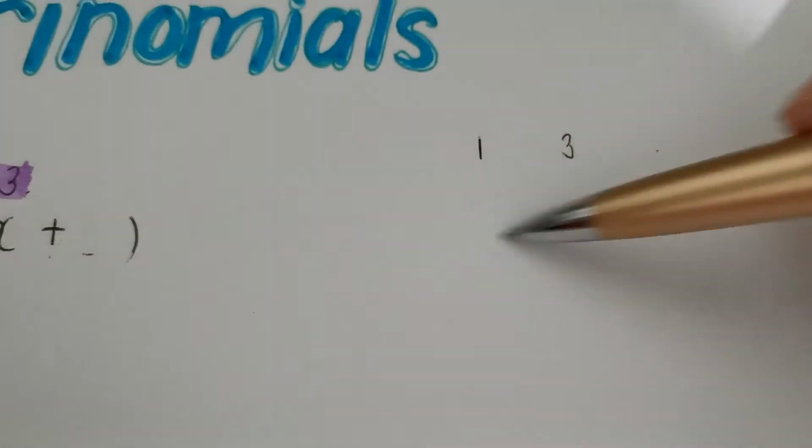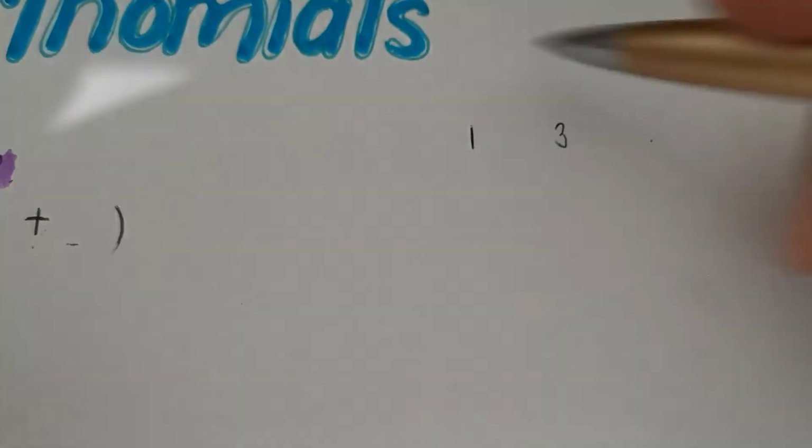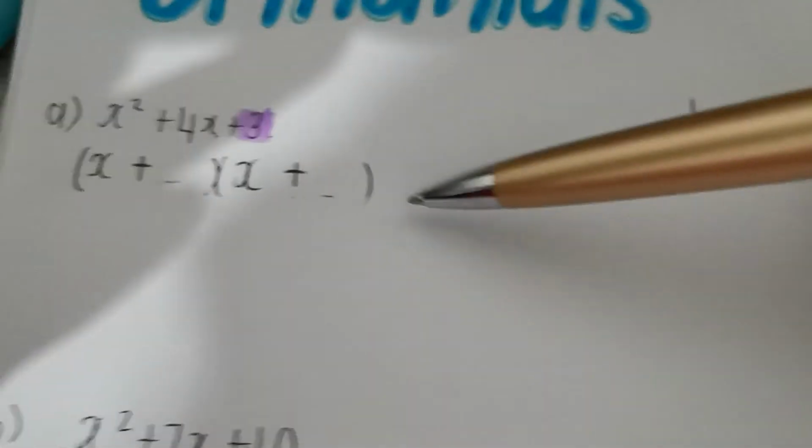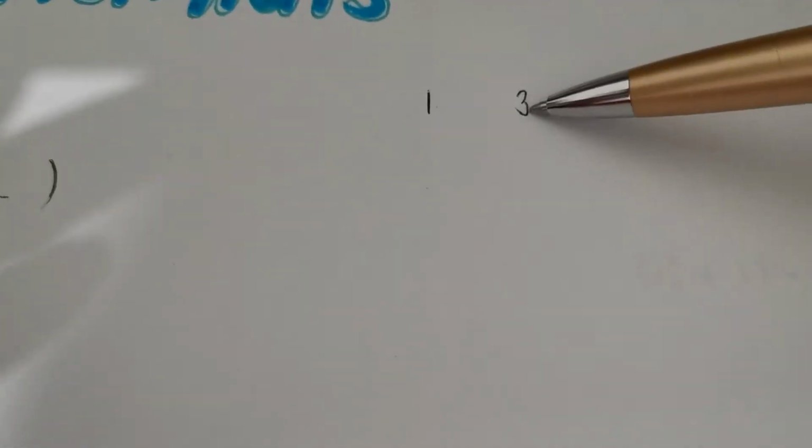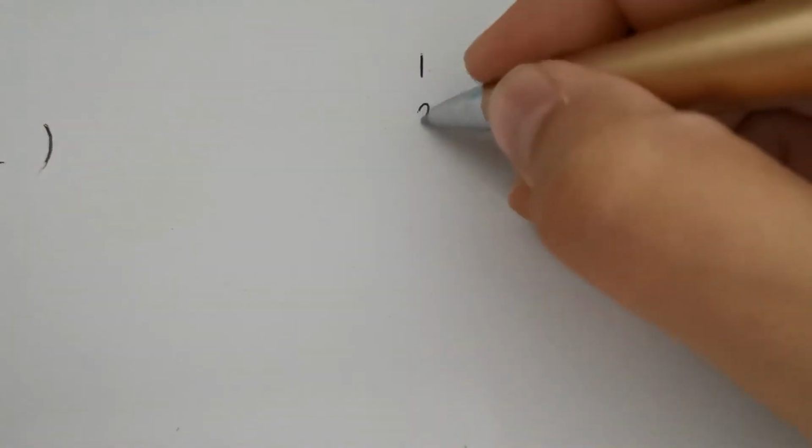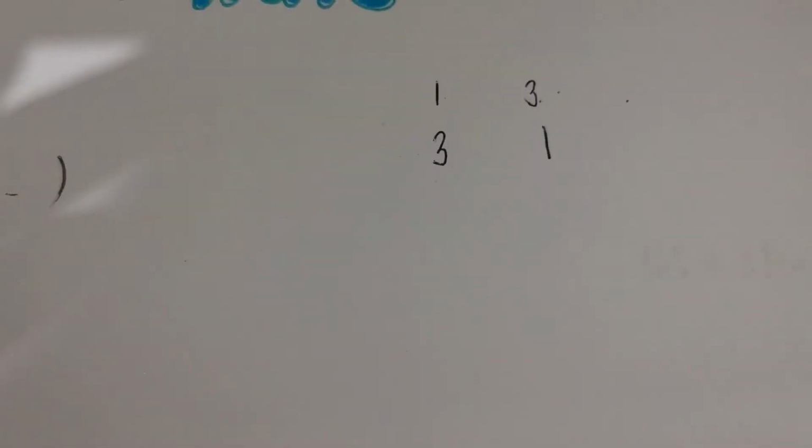Now this part that I'm doing here, we don't mark it, okay? This is your scrap work. We only mark this part over here. All right, but our factors 1 and 3. And then you just reverse it. So it goes 1, 3, you reverse it, 3, 1. Okay? Let's try that for this one over here.